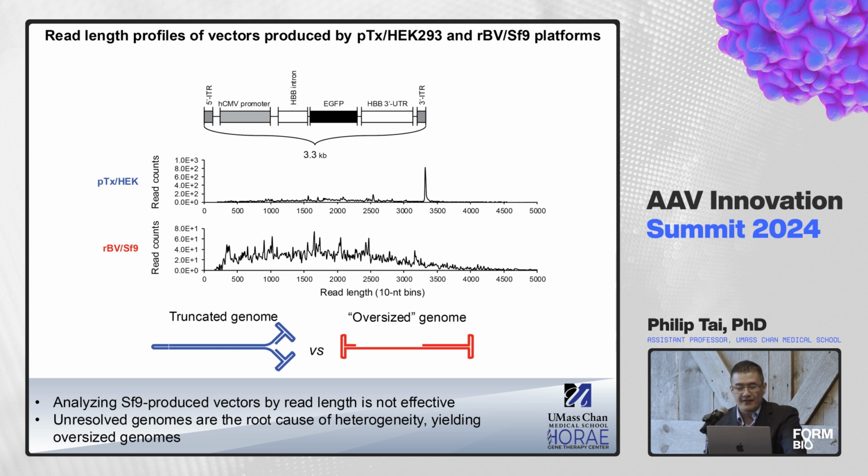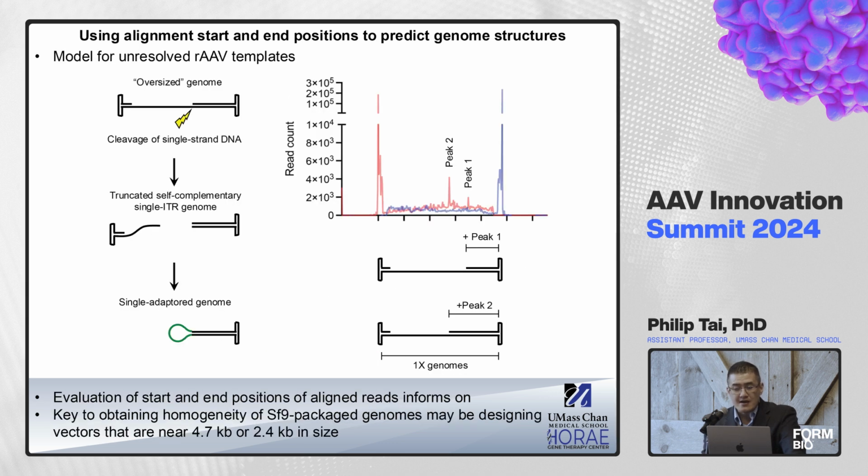And the reason why we think that they come from these oversized genomes is when we sequence them, we get these sort of species, right, predominantly. And I think the reason why they come about is because when isolating these oversized genomes, even though the design is 3.3 kb in size, it may be packaging 4.7 or 5 kb species. During the library prep steps, there may be some cleavage or damage to the single-strand DNA, resulting in the retaining of these double-stranded molecules, which can then be adapted.